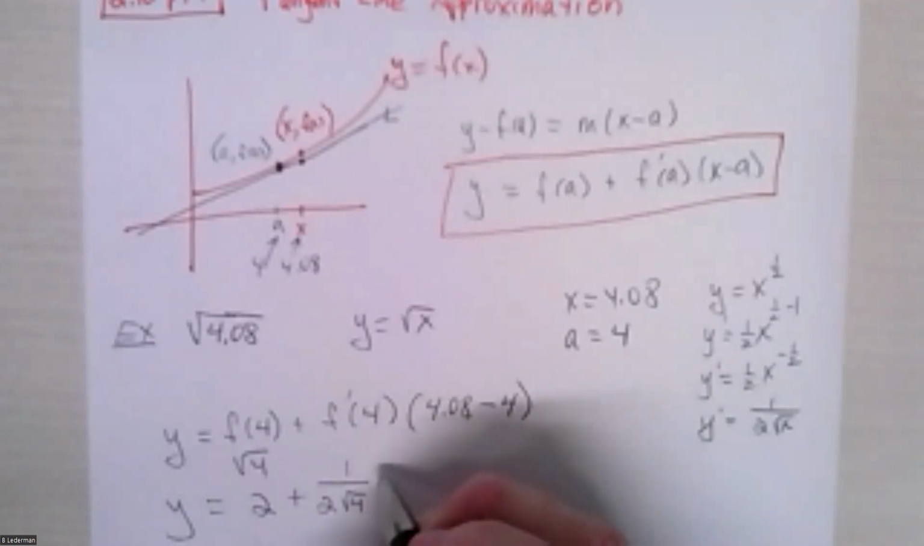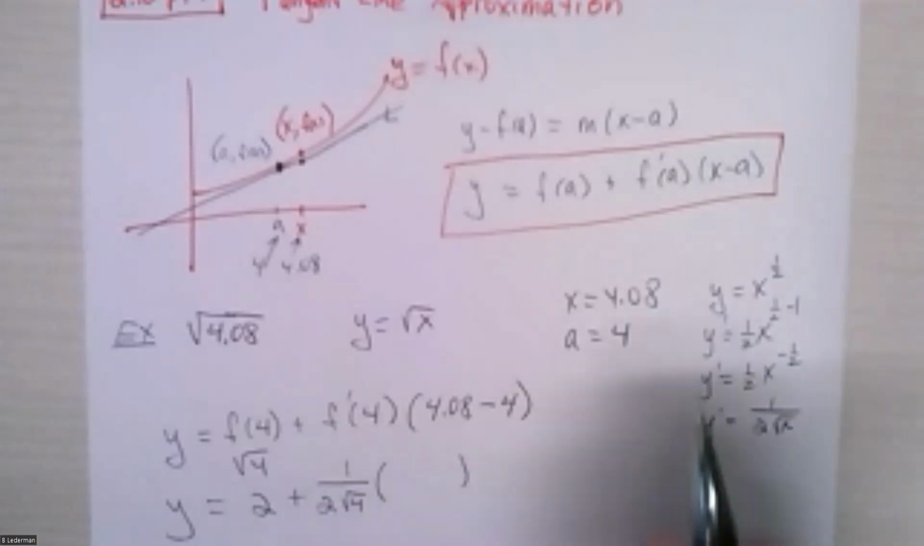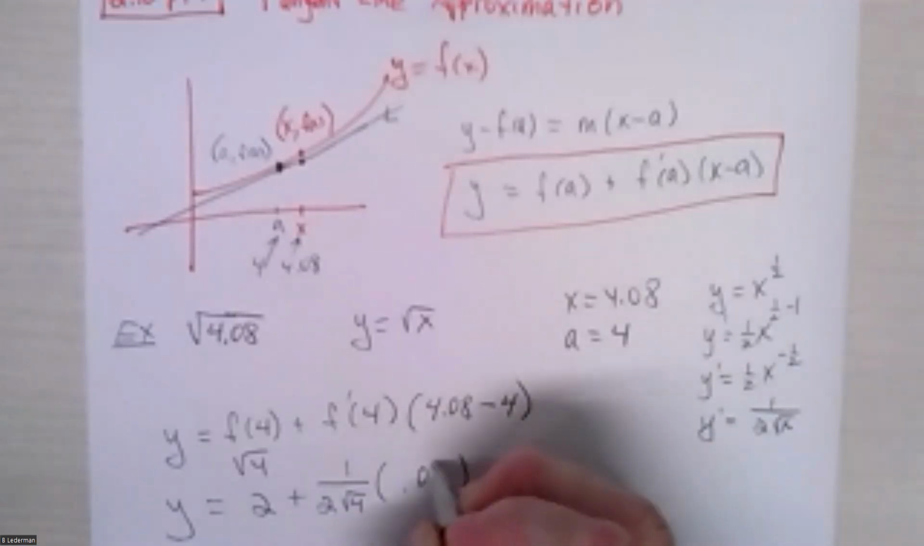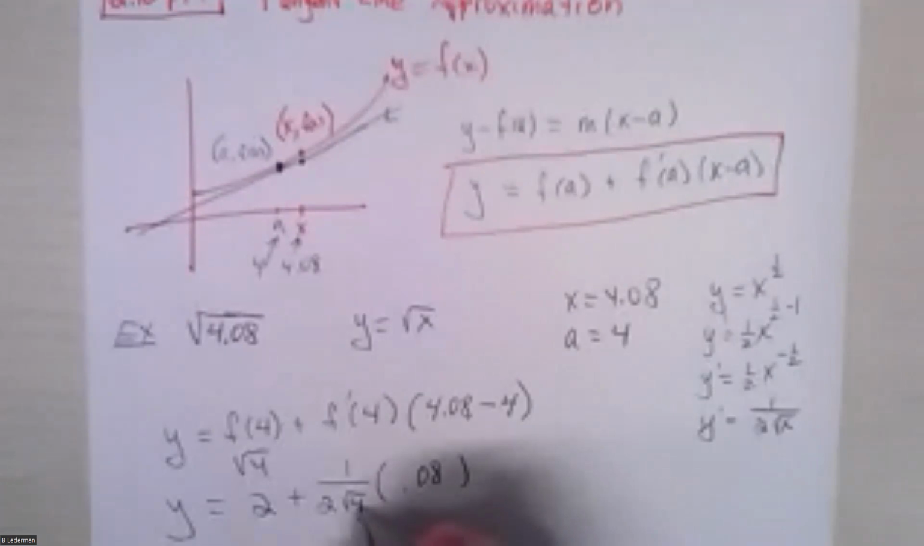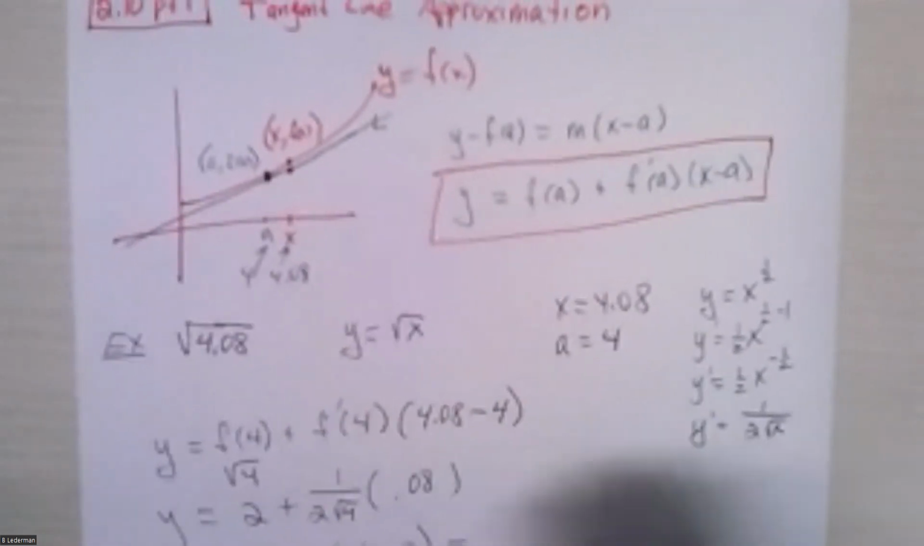So f prime of 4 is going to be 1/2 times radical 4 times 4.08 minus 4, which is 0.08. Of course, radical 4 is 2, so now y equals 2 plus 1/4 times 0.08, which is equal to, of course, 2.02.